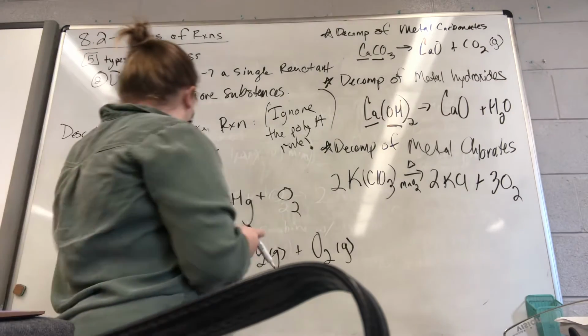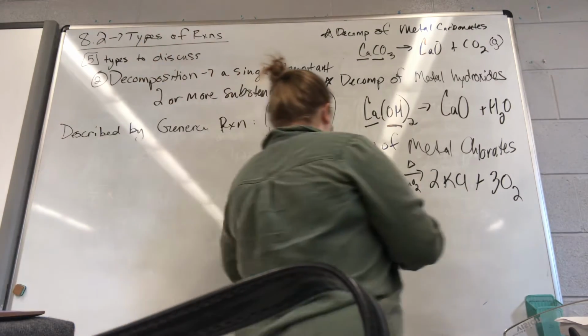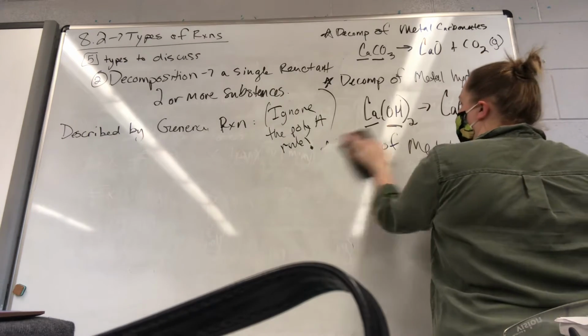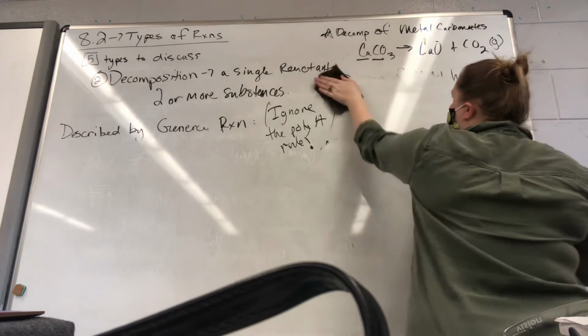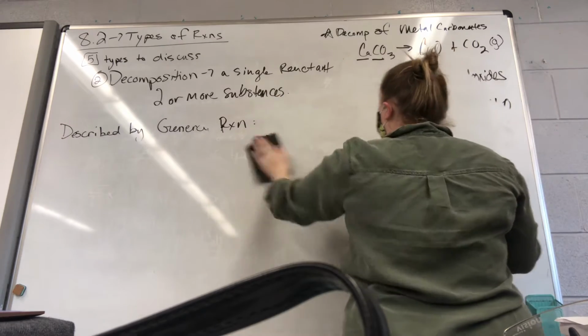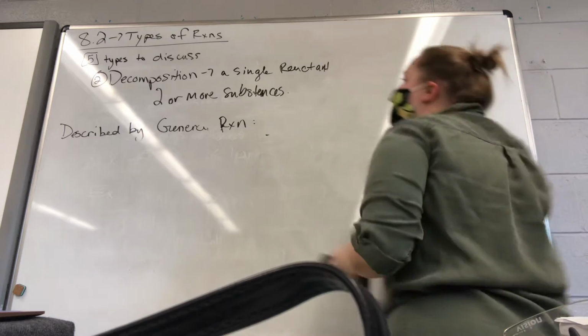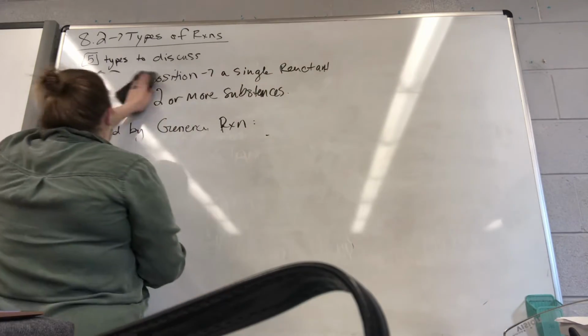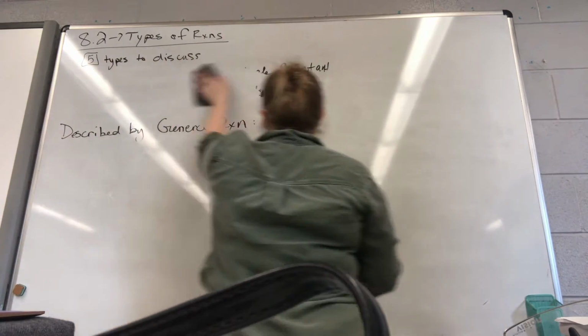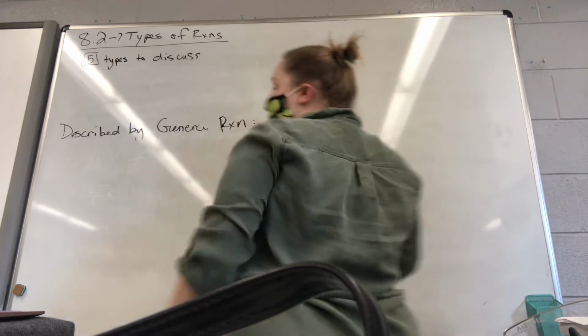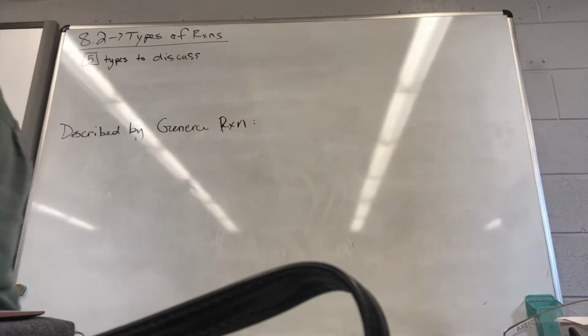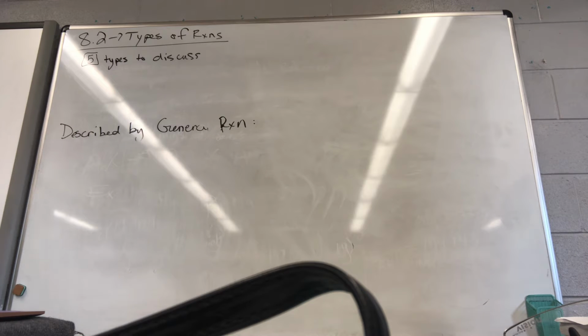Okay, let's move on to one of our more difficult ones, the single displacements. I say more difficult because the single displacement reaction is also the thing you read about when you read about the activity series. So we're going to learn how to predict not just what types of reactions there are, but whether or not a single displacement reaction can occur based on the activity series of metals, which is what you read in section 3.